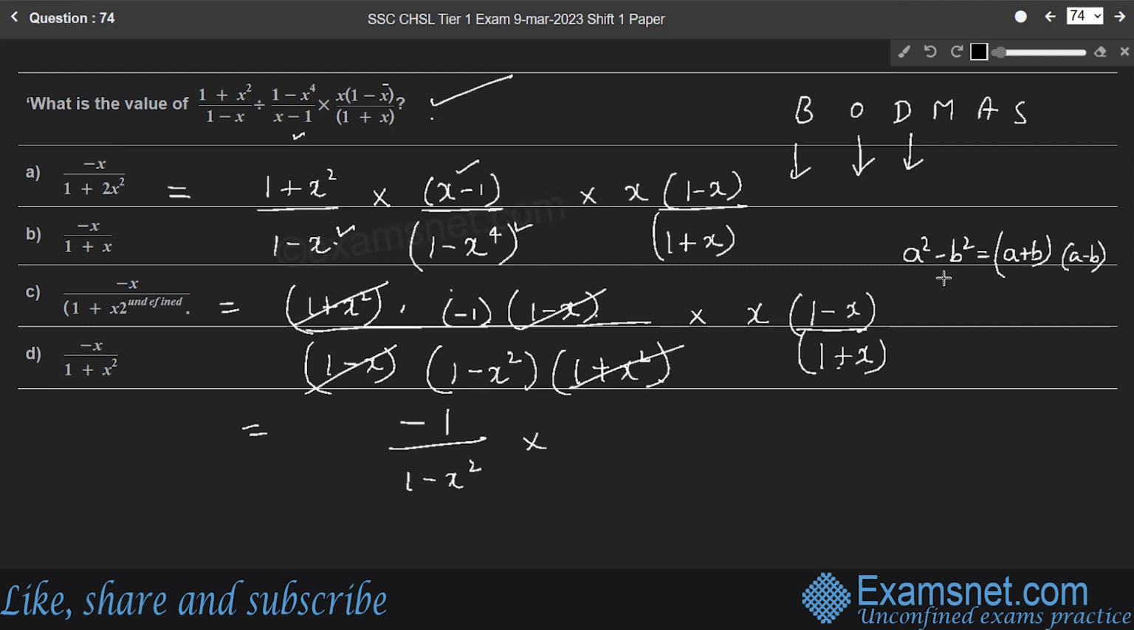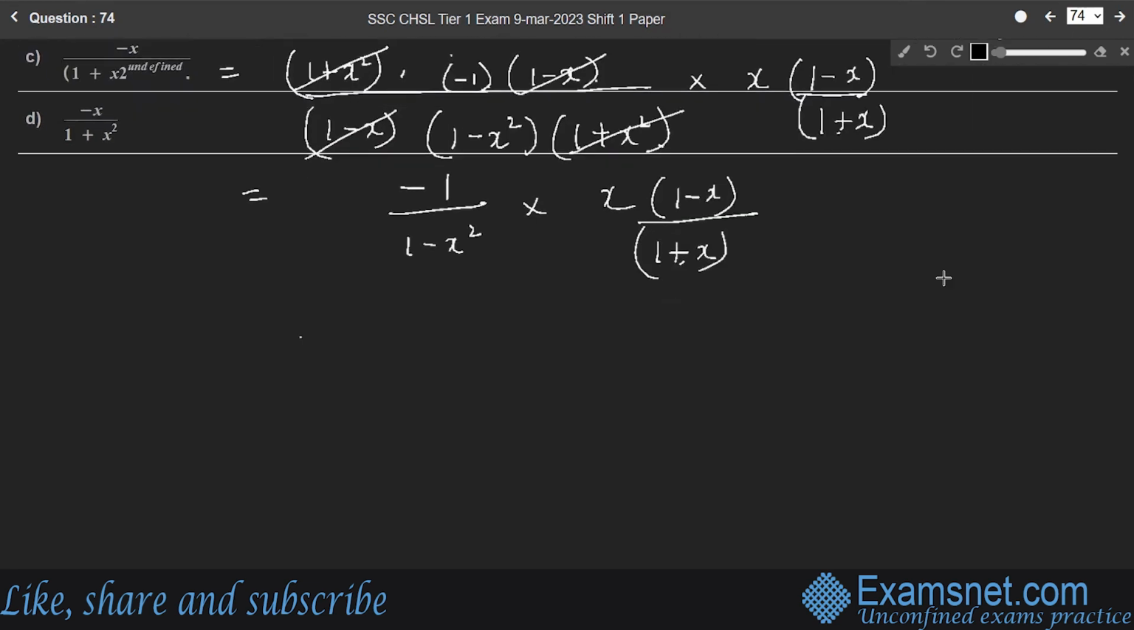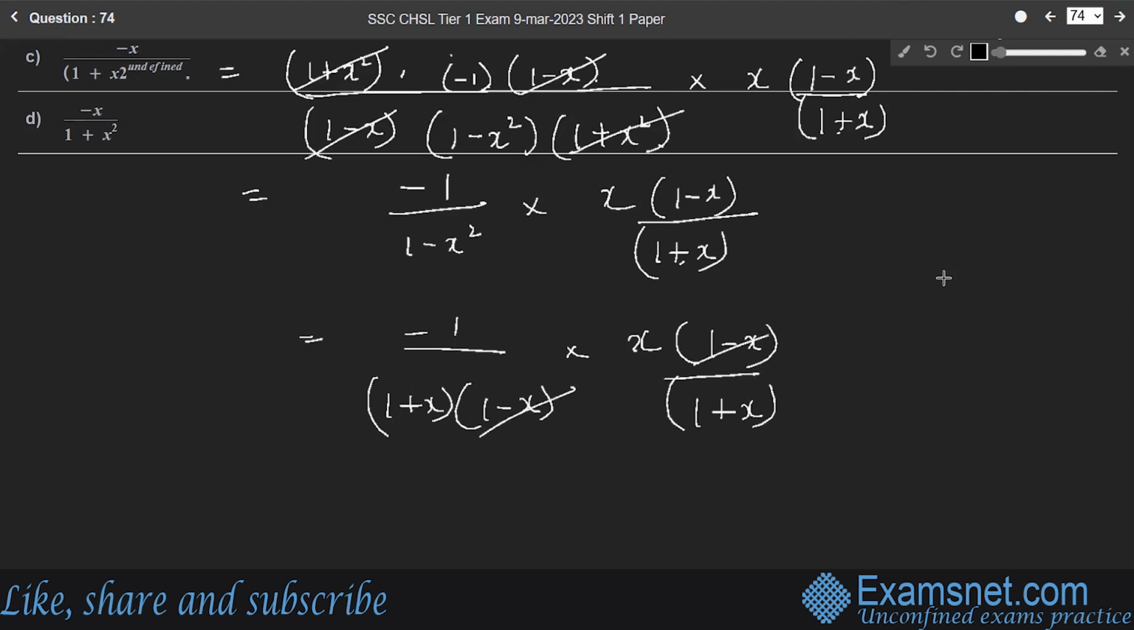Now, we'll go to the multiplication part. Into x into 1 minus x by 1 plus x. Right? Here we have in the denominator 1 minus x square. So, can we write 1 minus x square as 1 plus x into 1 minus x? Because which is in the form of a square minus b square. Into x into 1 minus x by 1 plus x. Here we can cancel 1 minus x and 1 minus x. Therefore, we have minus x by 1 plus x the whole square at the end.